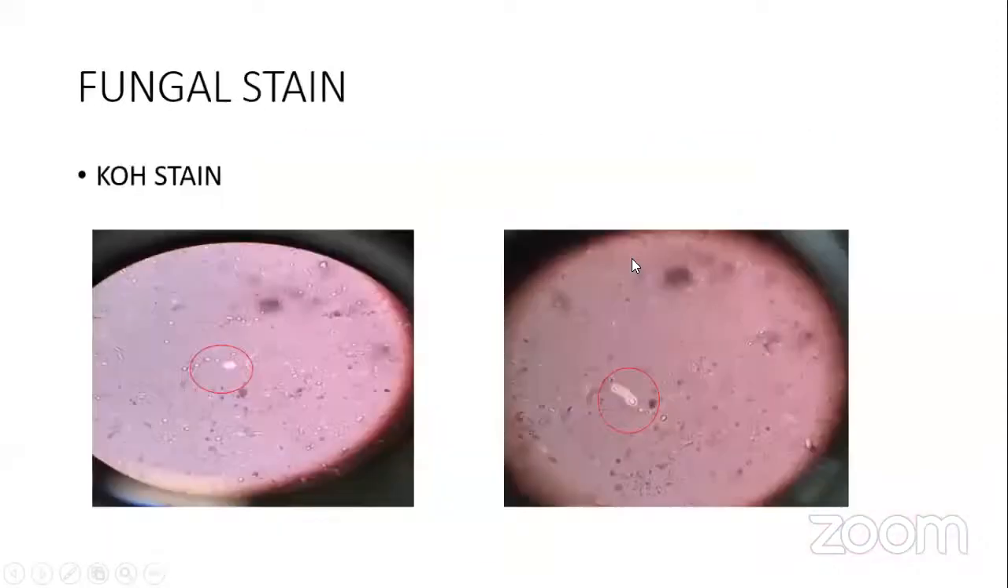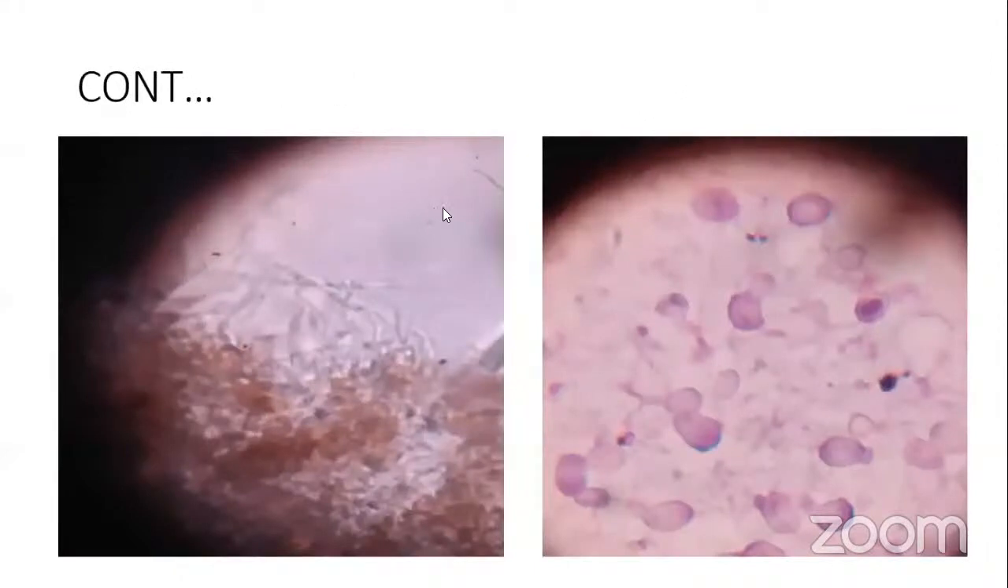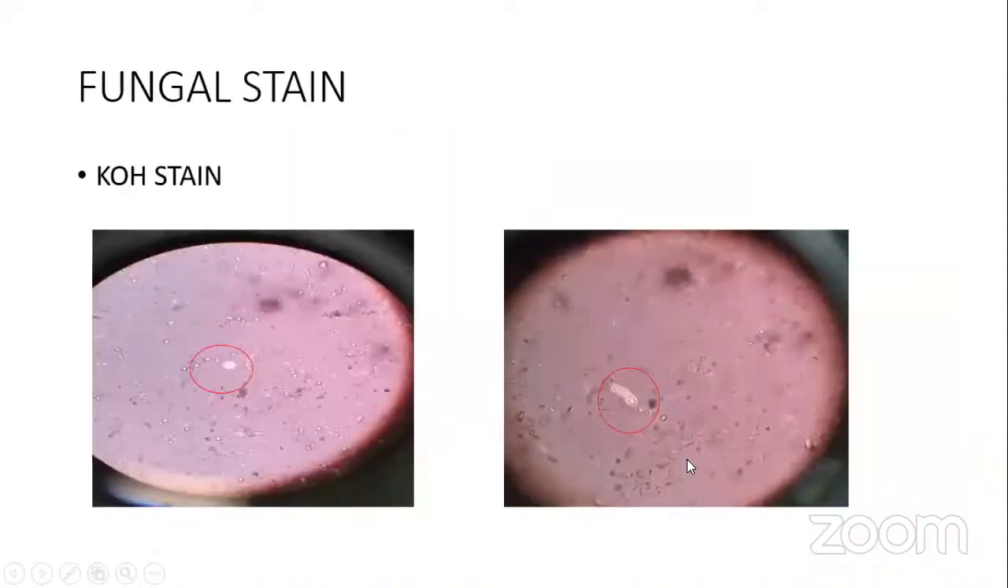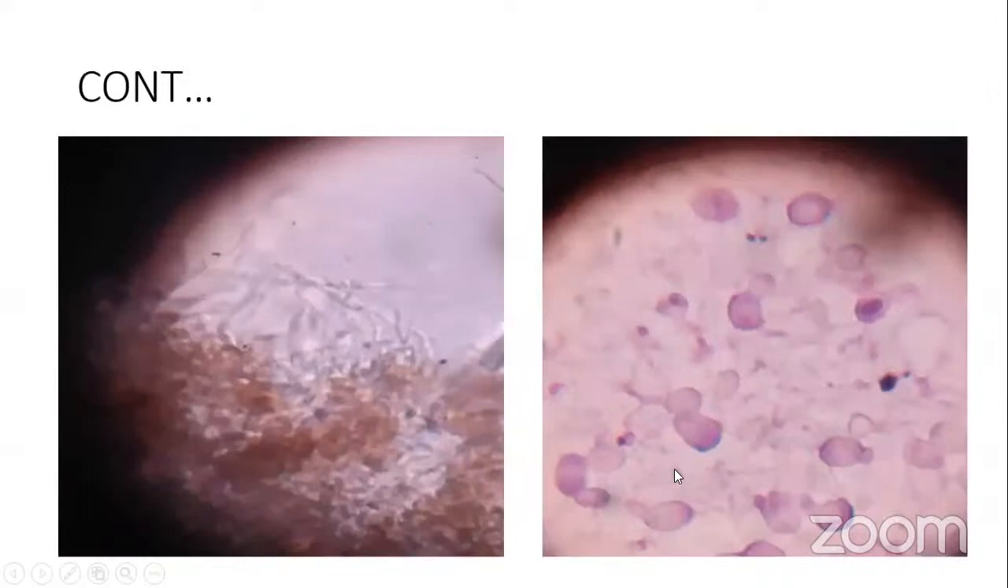And the next day the mycology ma'am called, she showed, and other than the budding yeast cells, we could also see hyphae. Fungal hyphae were also present in the KOH mount. And other than the previously seen budding yeast cells, there were some other budding yeast cells which have to be identified.